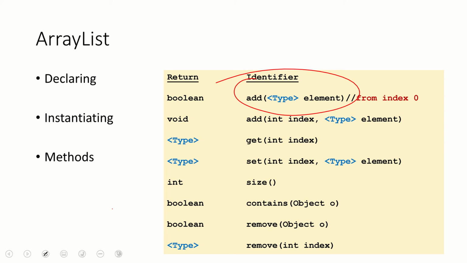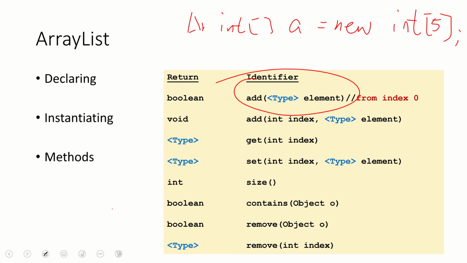If you compare with array, for example, int a = new int 5. Basically this has 5 slots, right? If we want to add one more, you have to access index 0, then 1, then 2, right? But for the array list, we just call the add method, then you just add into there. This goes from index 0 to the end, until you're done.